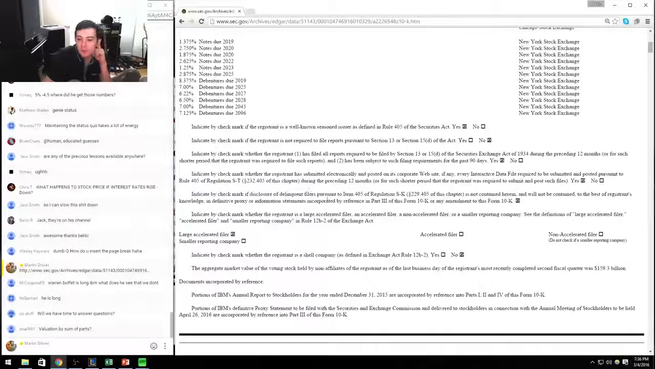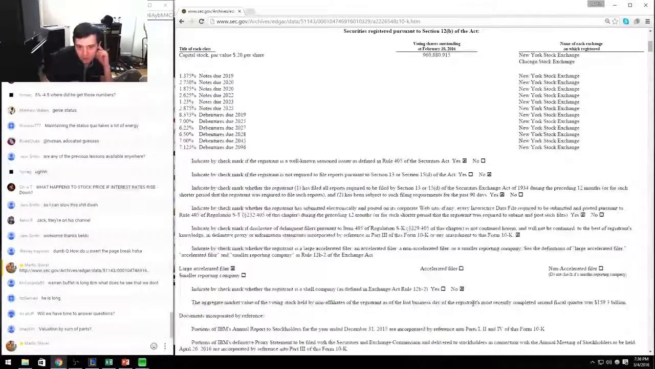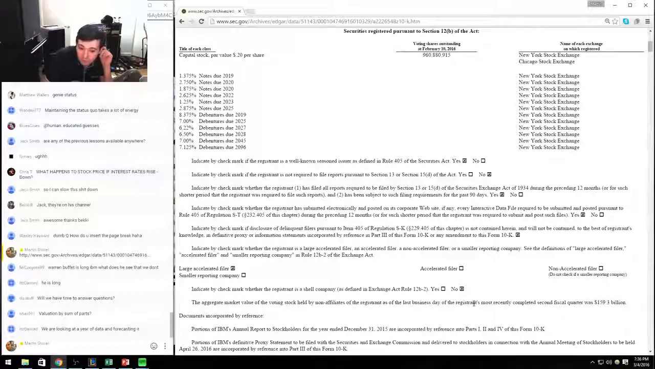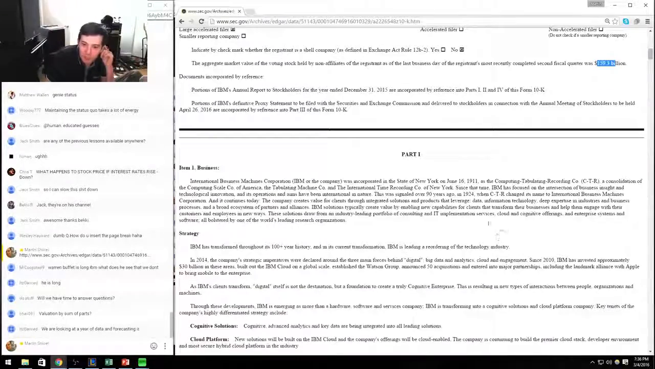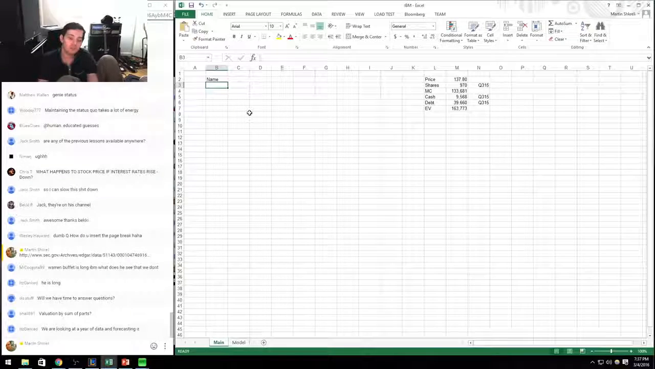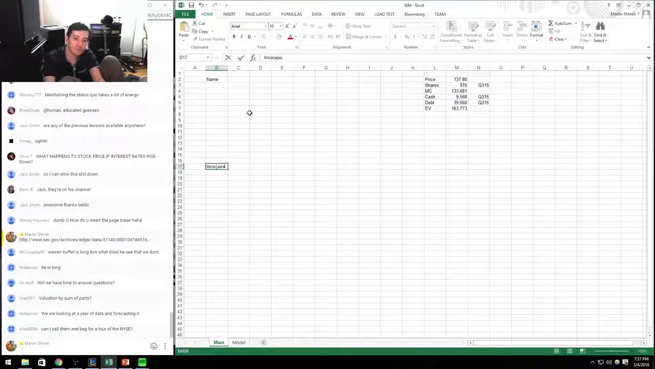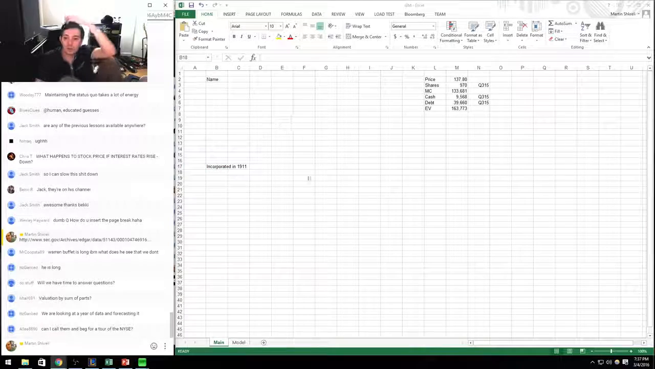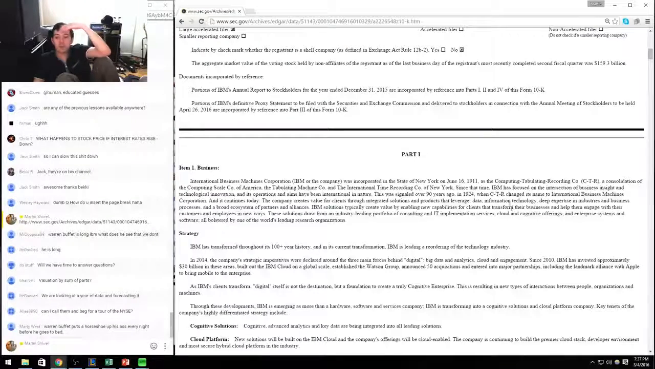The nice thing about the first page of the 10K is it also tells you how many shares outstanding there are. It typically does, at least. It does tell you the market cap, which is $159 billion. All right, IBM was incorporated in 1911. It's sometimes nice to know the history of these companies. I like to write that down sometimes. Incorporated in 1911. It was called the Computing Tabulating Recording Company, CTR. Funny.